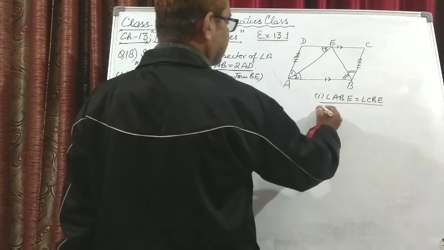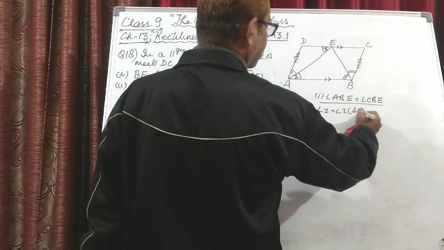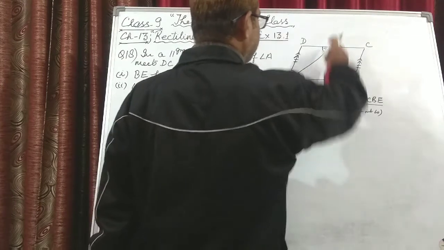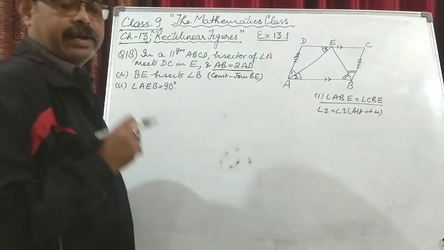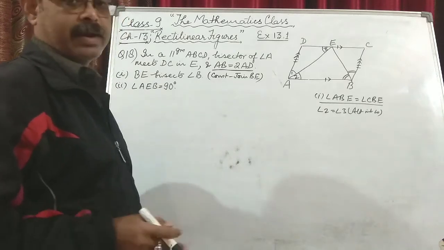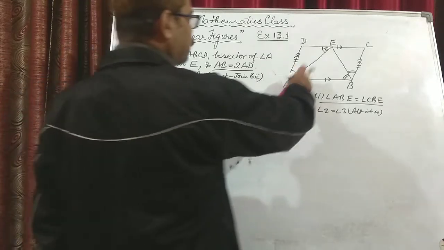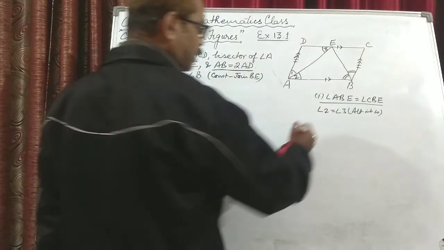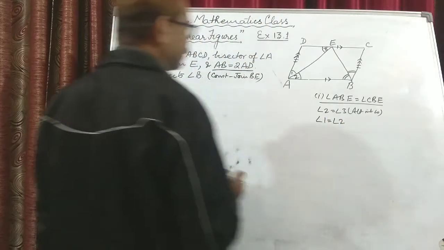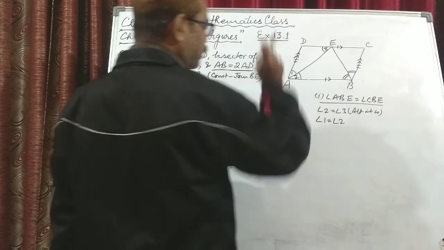We can say that angle 2 and angle 3 are equal because they are alternate interior angles, because these two parallel lines and AE will be acting as a transversal, and when a transversal intersects two parallel lines, then alternate interior angles are equal. So angle 2 and 3 are equal. But we know that angle 1 is equal to angle 2. It is given. What is given? That AE bisects angle A, meaning 1 and 2 are equal.